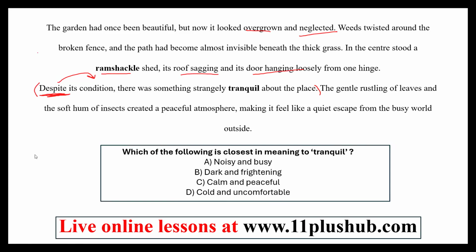Okay, so now when we go back to that sentence, it says even though it's in poor condition, it's in ramshackle condition, there was something strangely tranquil about the place. Now, tranquil must be a positive word, a positive adjective in this context, because despite means even though. So what it's saying is, even though it's in bad condition, there is something more pleasant about this place, because we're contrasting two ideas. That's what despite means, okay? So we're looking for a more positive adjective or a more positive phrase. So let's take a look at the options.